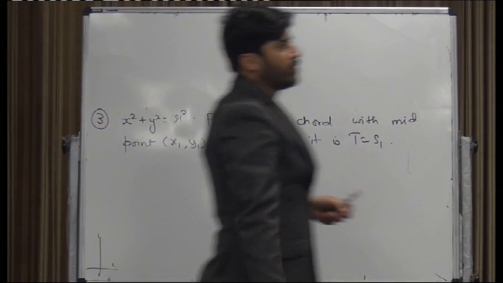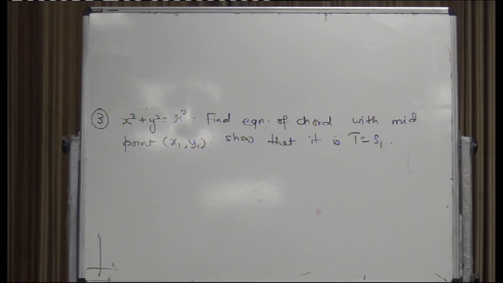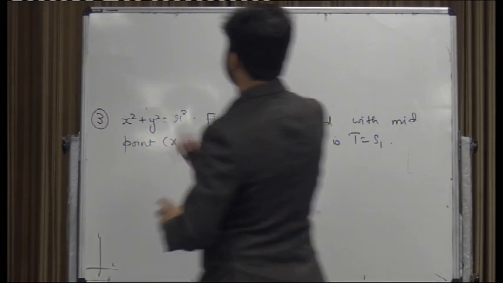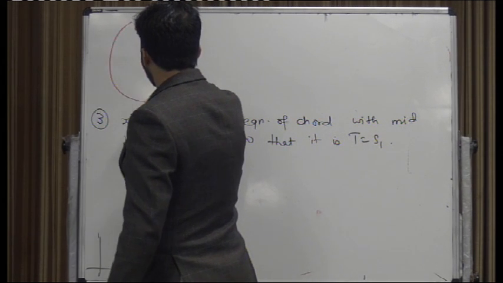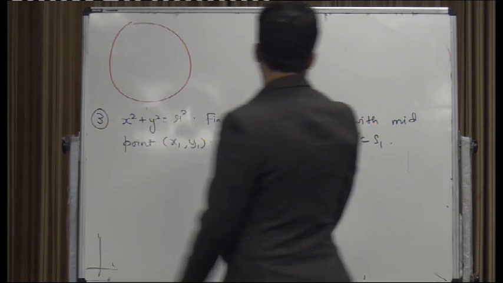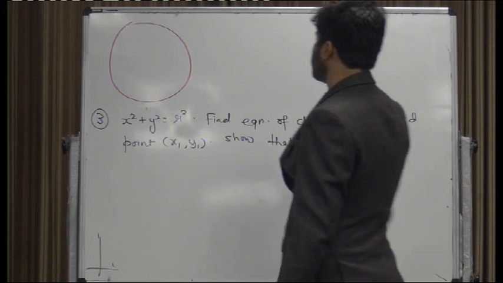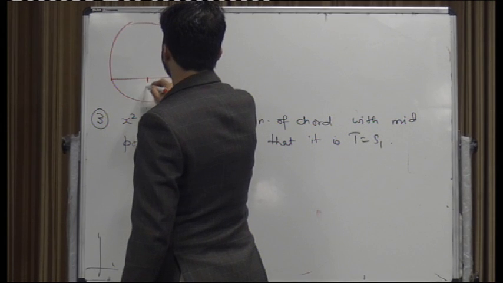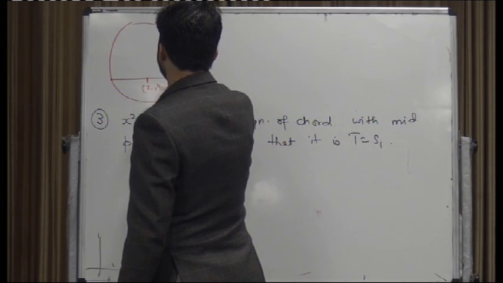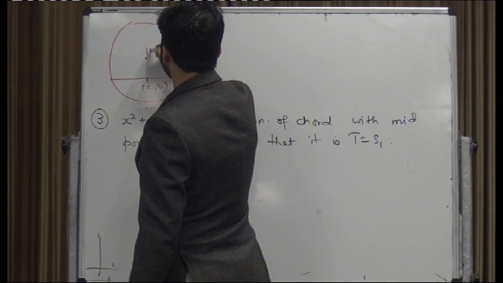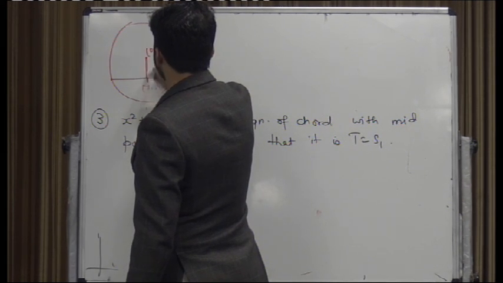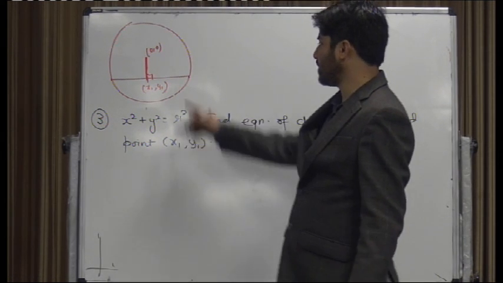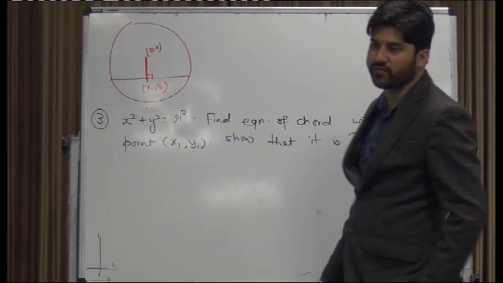How to go for the third one? You have a circle. So let's draw the circle. And this is your chord whose midpoint is, and this center is, and this would be. So you have to tell me the equation of this line which is passing through x1, y1.